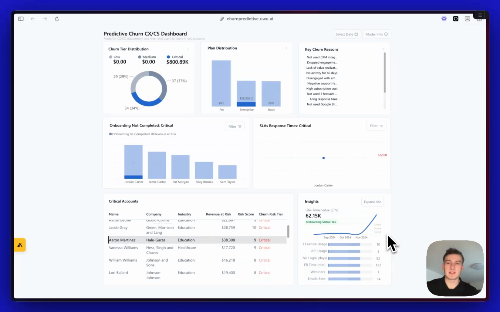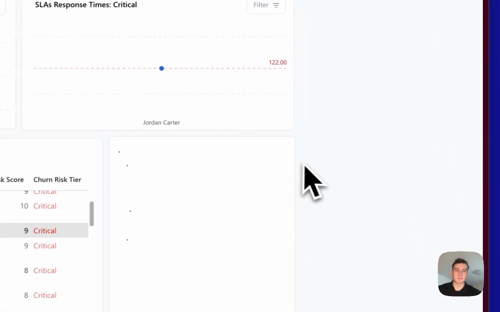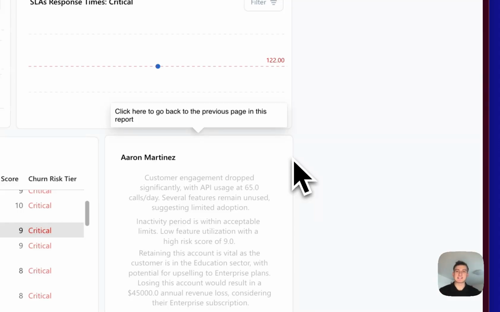And let's say I want to dig even deeper. Let's say I understand his firmographics and so on and so forth. If I click expand me, I'm able to read the insights of what AI, what our integrated LLM, is telling us. For example, okay, for this customer engagement dropped significantly, with API usage of 65 calls a day. Several features remain unused, suggesting limited adoption. Inactivity period is within acceptable limits. Low feature utilization with a high risk score of 9. Retaining this account is vital for the customer in the educational sector, with potential of upselling to enterprise plans. Losing this account will result in around 45K plus revenue loss considering their enterprise subscription.